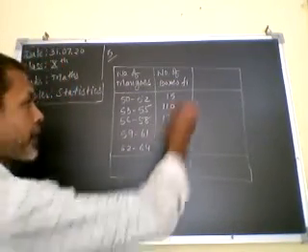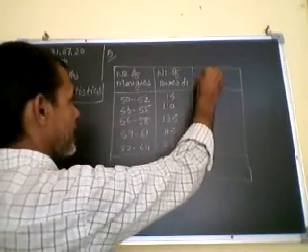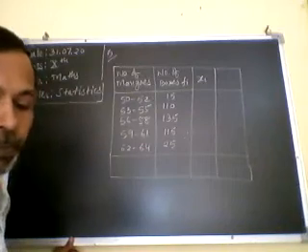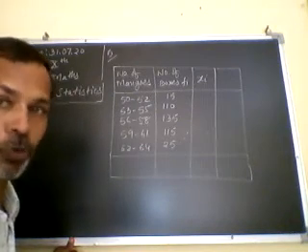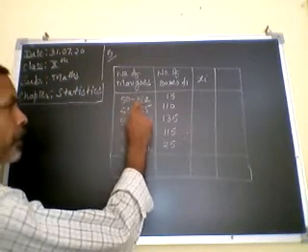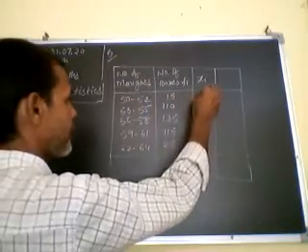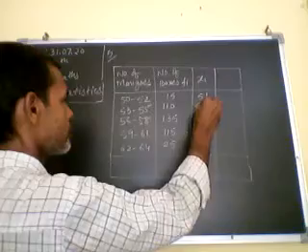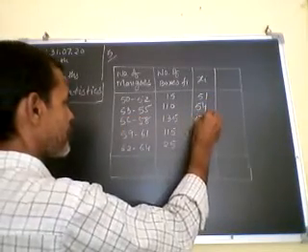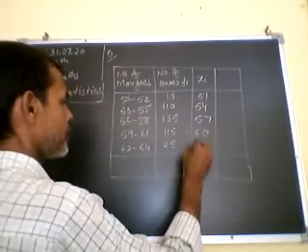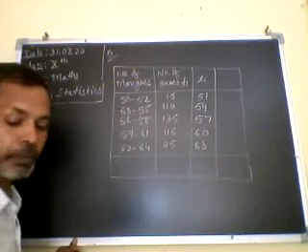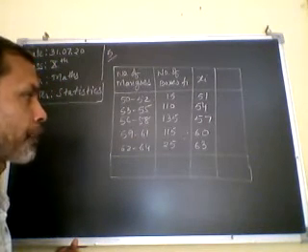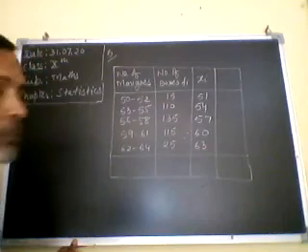Now we have to find the class mark xi. So 50 plus 52 upon 2, that is 51. 53 plus 55 upon 2, that is 54. Likewise 57, 60, 63. Okay, 51, 54, 57, 60 and 63.